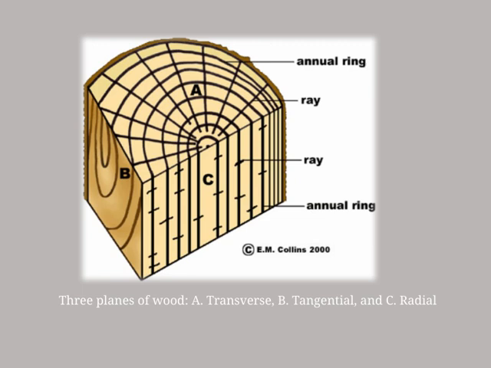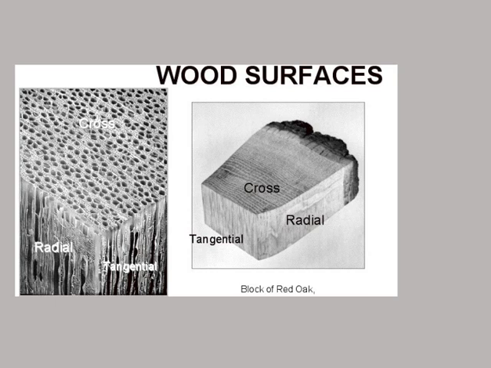Lastly, there's the radial plane, which extends from the center of the tree outward along the radius. This view reveals the rays and the growth rings in a way that highlights the radial structure. Understanding these three planes is crucial because each offers unique insights into the wood's characteristics, which directly impact how we work with and utilize wood in different applications. Connecting this to our overall theme, recognizing these planes helps us choose the right cuts and treatments for durability, appearance, and strength.